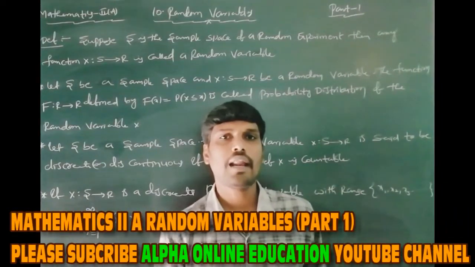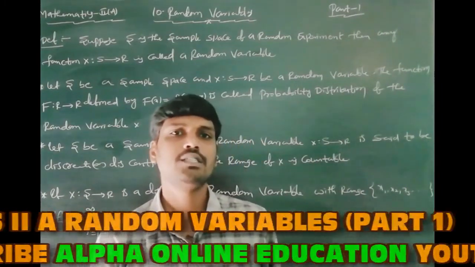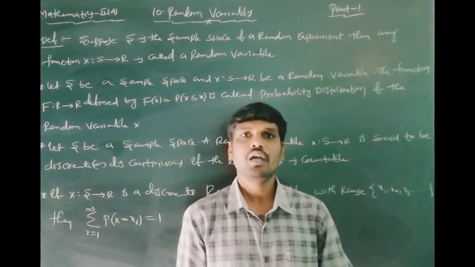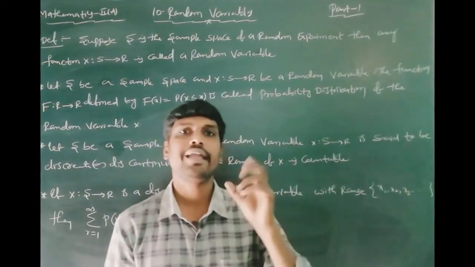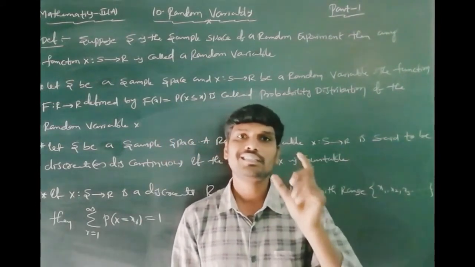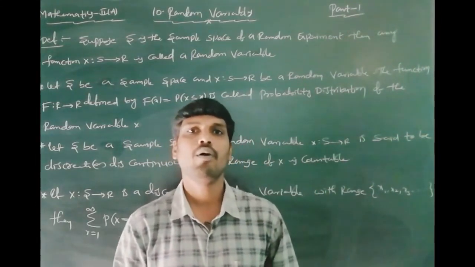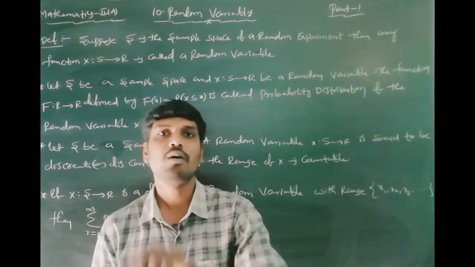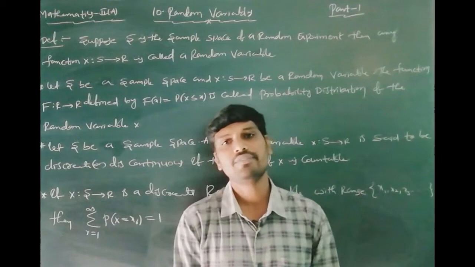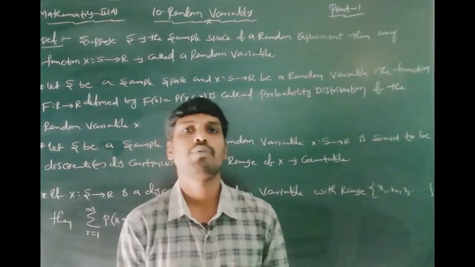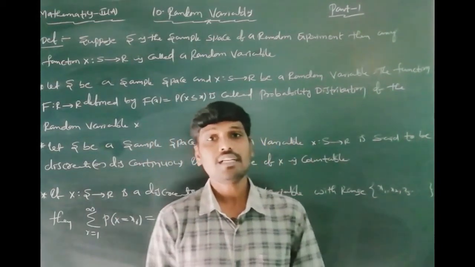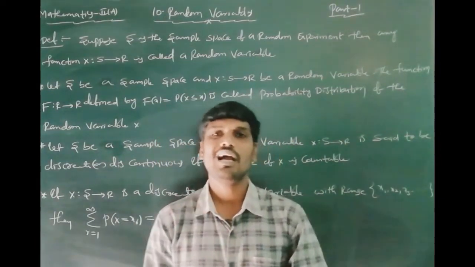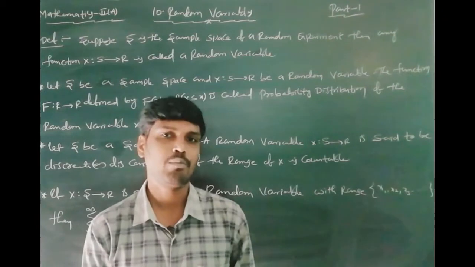10th chapter, Random Variables. This chapter belongs to Mathematics 2A, Part 1. The last chapter completed was the 9th chapter, Probability. This chapter is very important. You can solve the problems in this random variable chapter by using the probability definition and probability of some random experiments. That's why, if you learn probability perfectly, you will easily understand random variables.